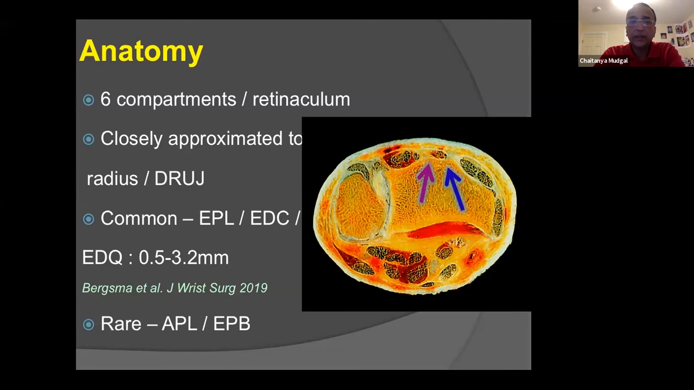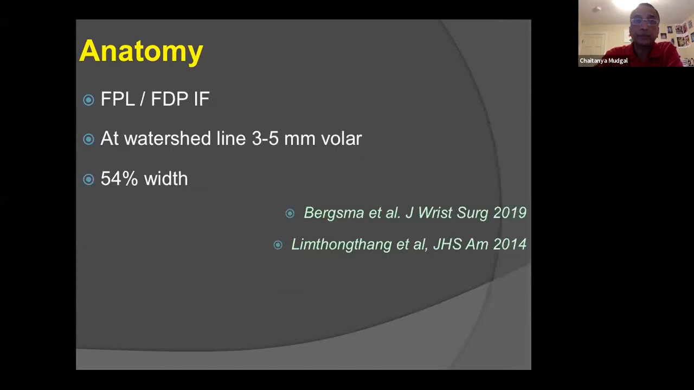Now, Bergsma and his colleagues did a wonderful study using MRIs, and they calculated the distance of these tendons from the dorsal cortical surface of the distal radius, and it varies from 0.5 millimeters to 3.2 millimeters. You must be wondering why we don't talk about the APL and the EPB. It appears that they don't seem to rupture as frequently. In fact, they're quite rare, although there are case reports.